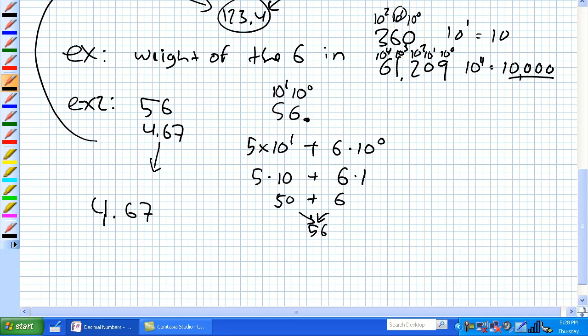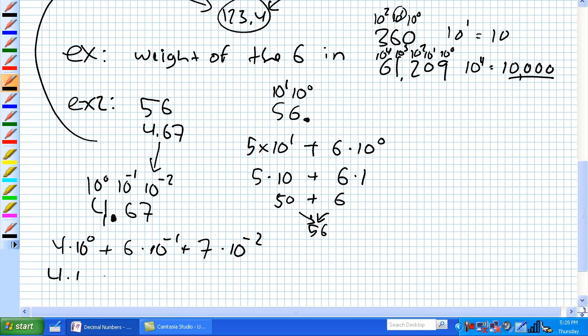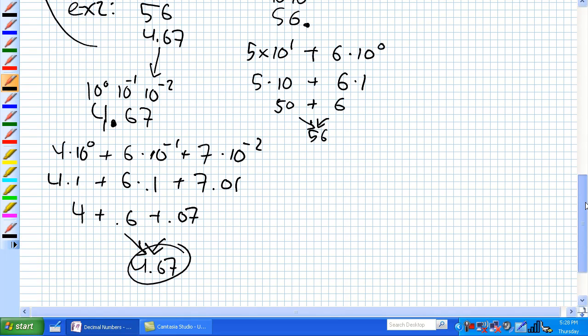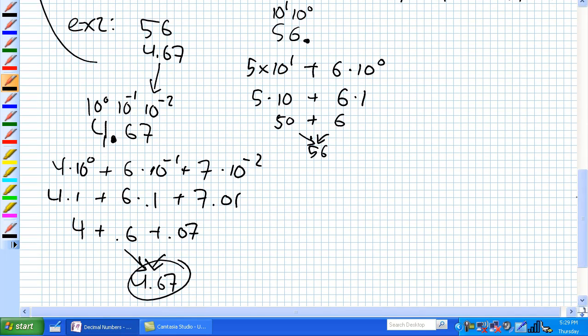Okay, this guy, 4.67. To the left, 10 to the 0. To the right, 10 to the negative 1, 10 to the negative 2. So 4 times 10 to the 0 plus 6 times 10 to the negative 1 plus 7 times 10 to the negative 2. 4 times 1 plus 6 times 0.1 plus 7 times 0.01. 4 plus 0.6 plus 0.07, 4.67. Oh my gosh. As simple as this seems, this is going to be super helpful when we walk through binaries, which we are going to do next lecture.